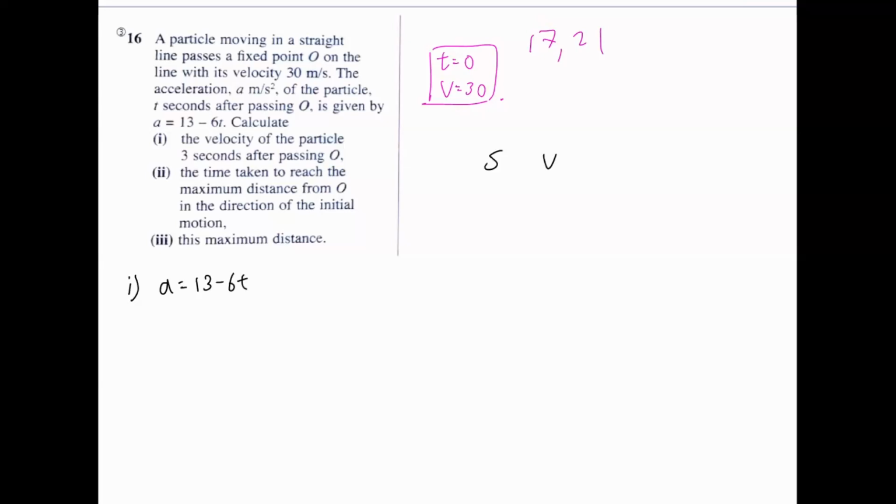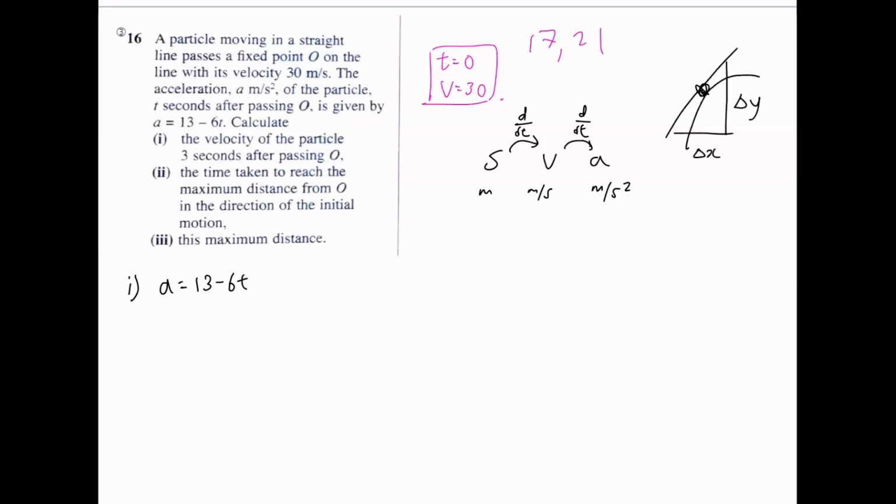Recall that as s, v, a, forward direction, differentiate. Meters becomes meters per second, becomes meters per second squared. Each time you differentiate, you're finding the gradient of a curve, which is change in y over change in x. Change in y will be whatever quantity you're dealing with. Let's say this is s and this is t. Then delta y over delta x. The units are, s in terms of meters, t in terms of seconds. So it will be meters over a second, right?